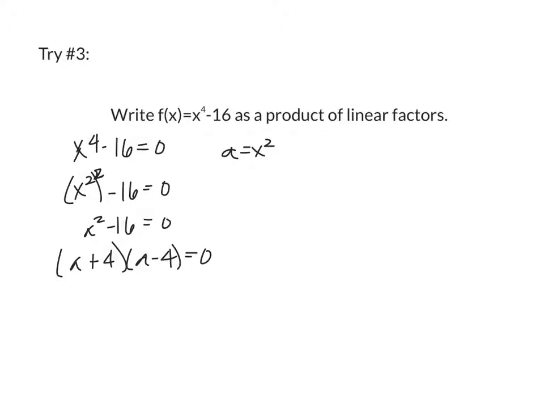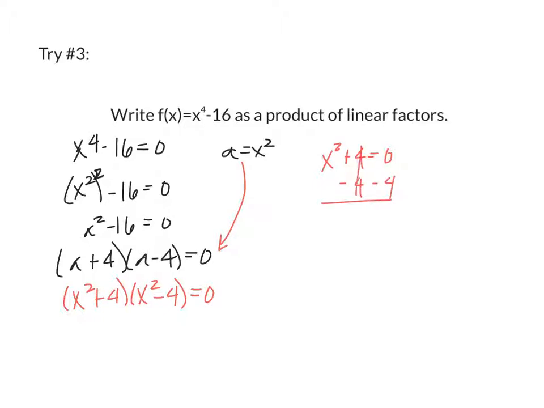So we're going to sub our x squareds back in. So it's x squared plus 4 and x squared minus 4 equal to 0. And again, that came from here. So this x squared plus 4, if we set that equal to 0, we would subtract 4. And we have x squared equal to negative 4. Again, take the square root. And we get x equals plus or minus 2i.